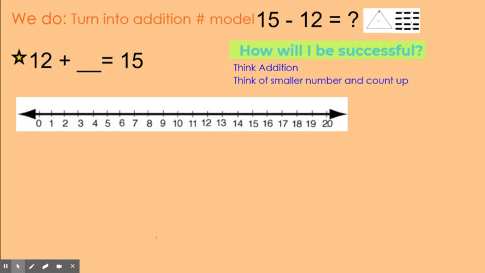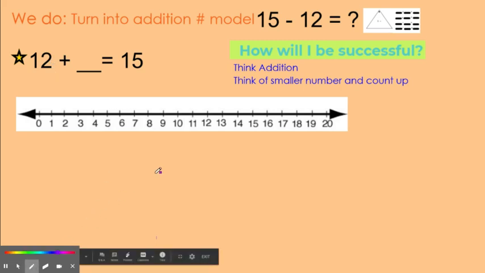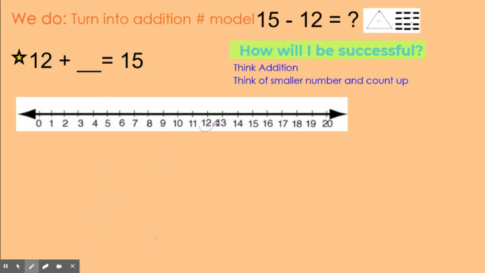Where would I start on my number line if I'm thinking of addition? You're right, you need to think of the smaller number and count up. So our smaller number is 12. So let's go ahead and circle the number 12. And where do we stop? At 15. So count your hops with me. 1, 2, 3. And we stop because there's the 15. So that answer is 3.